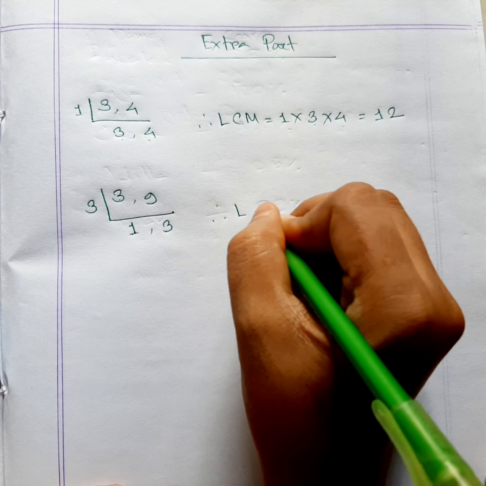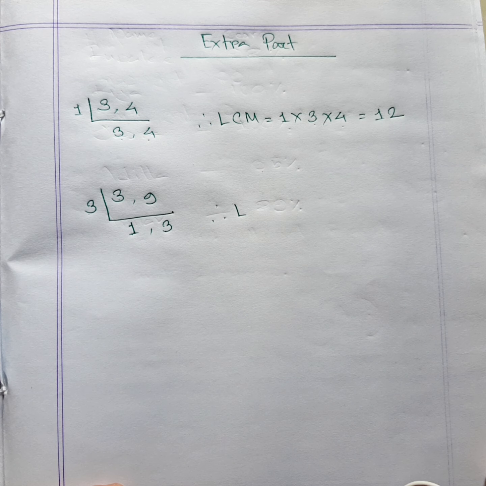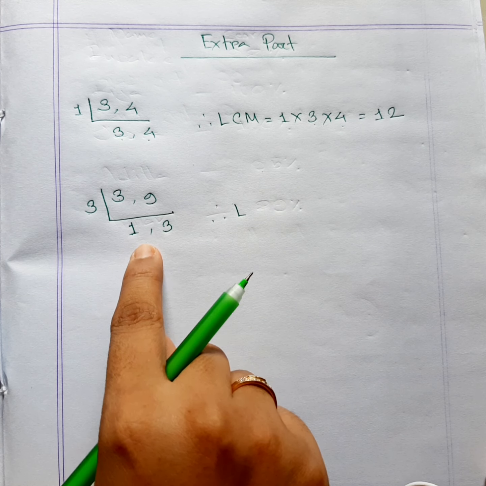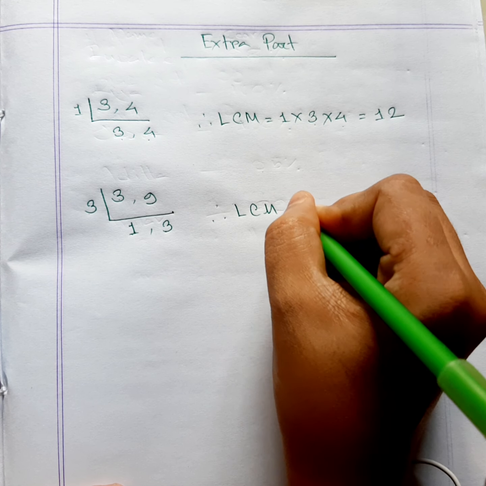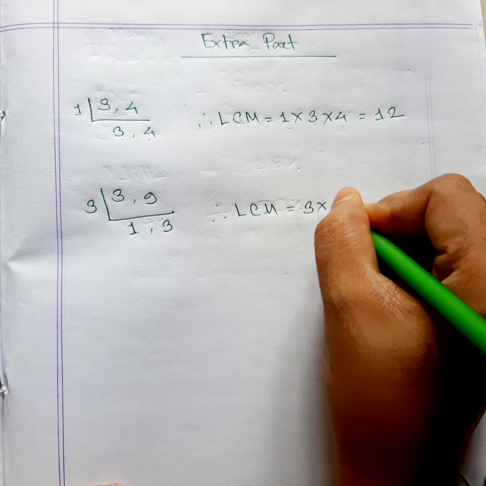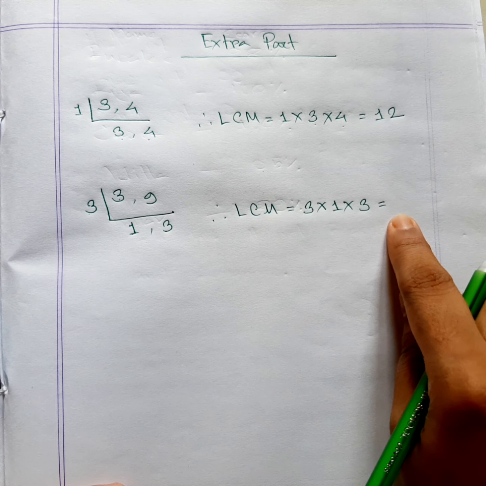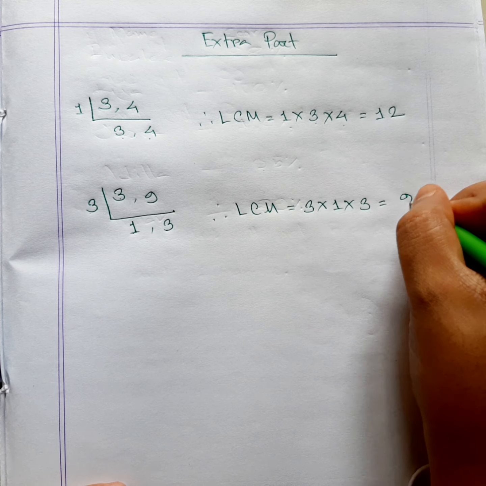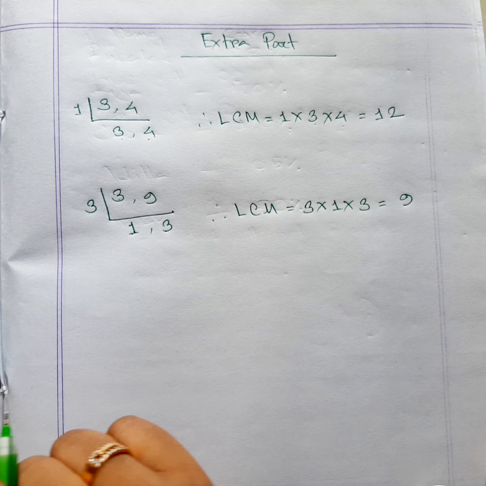Now we don't have any other number to divide both, so we are not going for 1 on the next line. We just need to show you that part. This is why I write down 3 multiplied by 1 multiplied by 3, the total multiplication, which means 9. Voila, it's done.